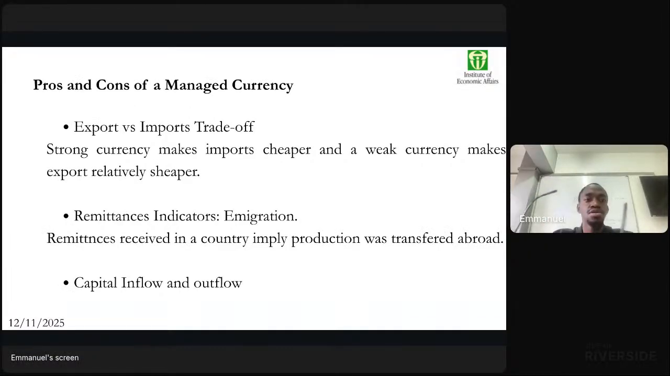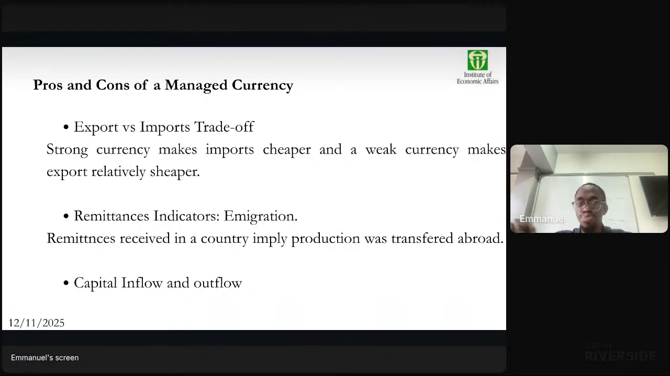Now, what actually are the consequences of a currency that's being managed? My name is Emmanuel Wa-Kyendo. We are going over economics. The topic is why currency politics should matter to Kenyans, right?